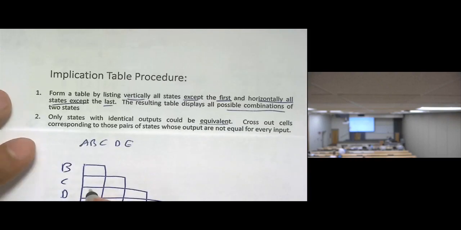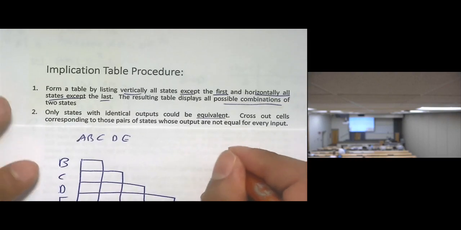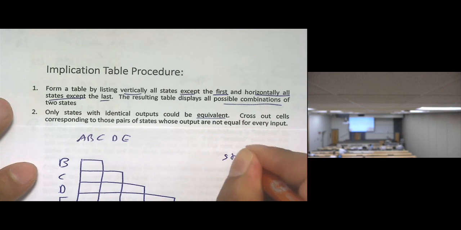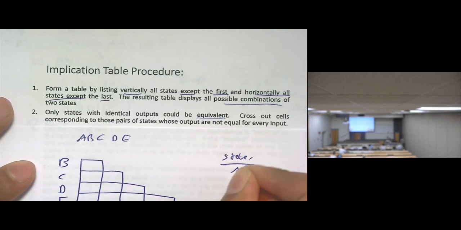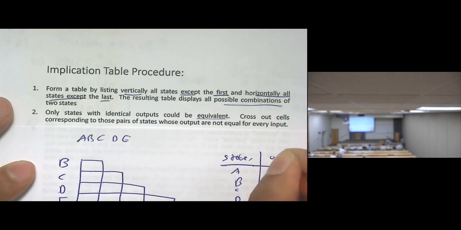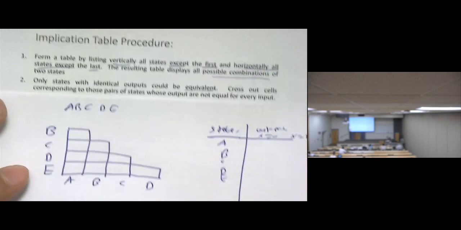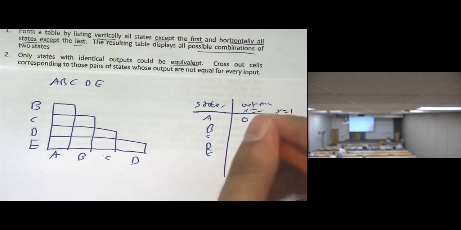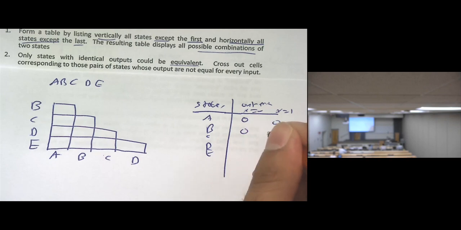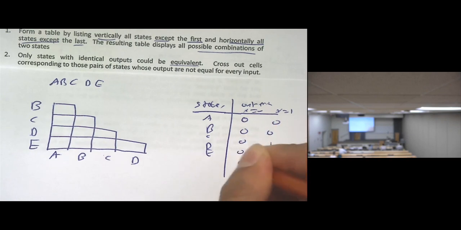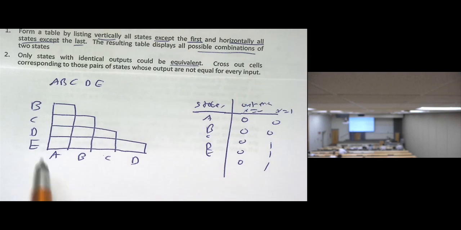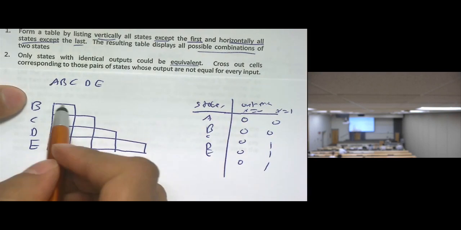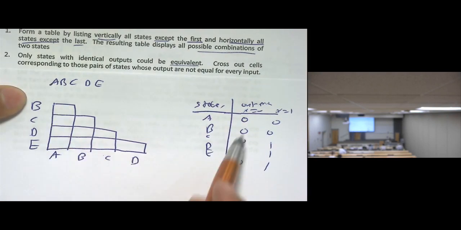But I mean, when the outputs are different, look at the output. Make states A, B, C, D, E, and look at the outputs when, for example, x equals 0, x equals 1. If the outputs, for example, are different, let me assume this is 0, 0, 0, 0, 0, 1, 0, 1, 0, 1. So here between A and B, let's look at this cell. Do A and B have the same outputs?